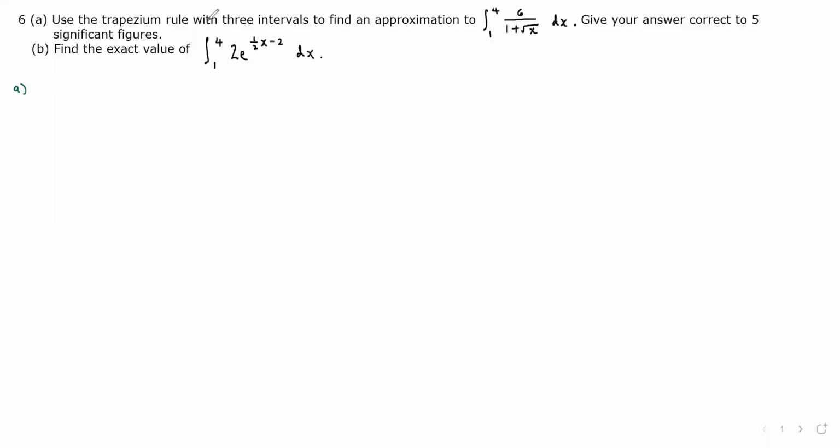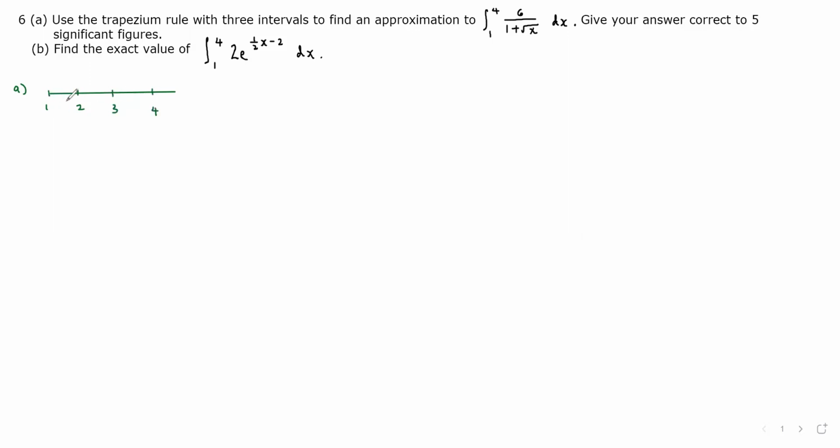Use the trapezium rule with 3 intervals to find an approximation to the definite integral. Your answer must be correct to 5 significant figures. We are actually finding the area under the curve of 6 over 1 plus root x from x equals 1 through x equals 4. We have x equals 1, 2, 3, and 4.